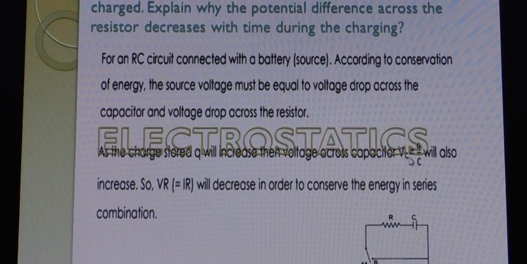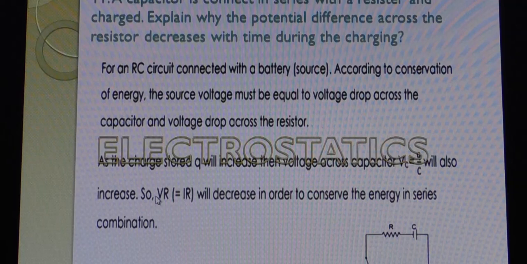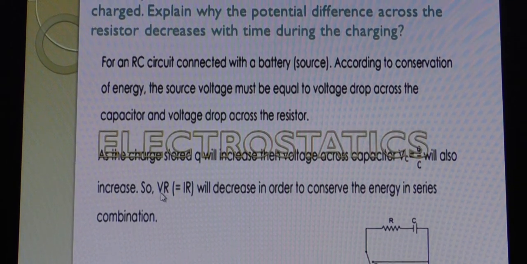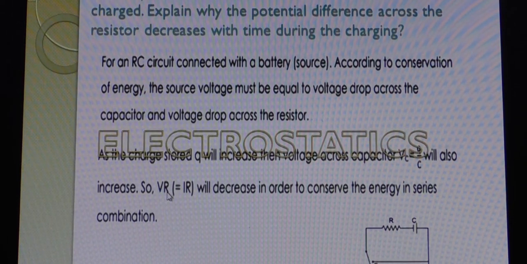So as Vc increases, V into R, where V is the voltage and R is the resistance, will decrease in order to conserve the energy in the series combination. Otherwise, there would be a decrease in energy due to the two potential drops across R and C, which would be a violation of the law of conservation of energy.